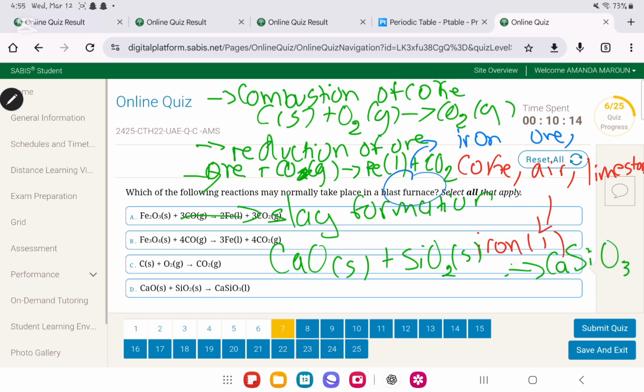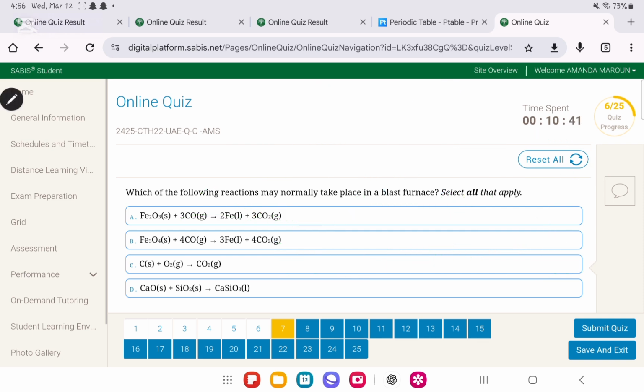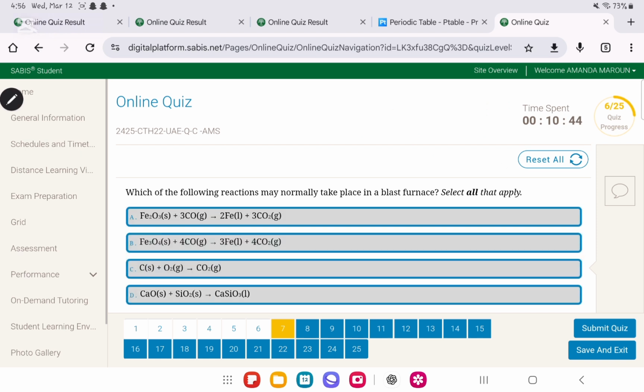So keep in mind the 3 main processes that happen in the blast furnace. First of all, combustion of coke. The equation is solid carbon plus oxygen gas gives us carbon dioxide gas. Then reduction of the ore. It's the iron ore plus carbon monoxide gas that gives us liquid iron plus carbon dioxide gas. Slag formation. It is calcium oxide plus SiO2 that will form CaSiO3. So in this case, you will choose them all.